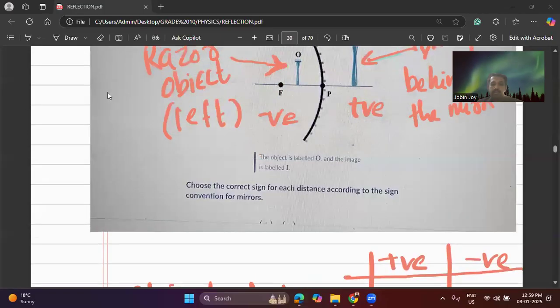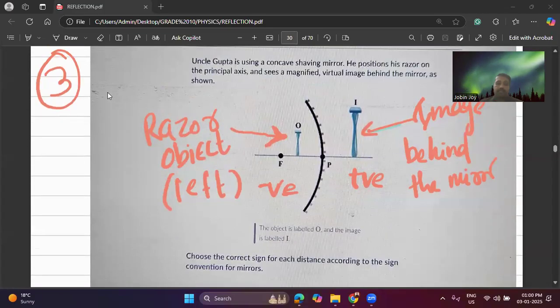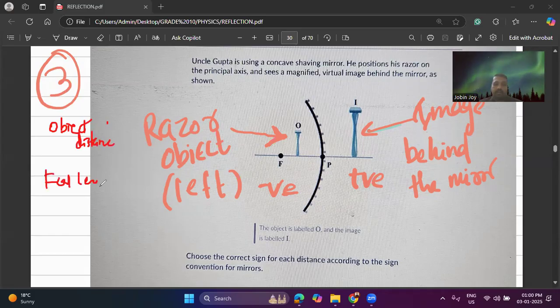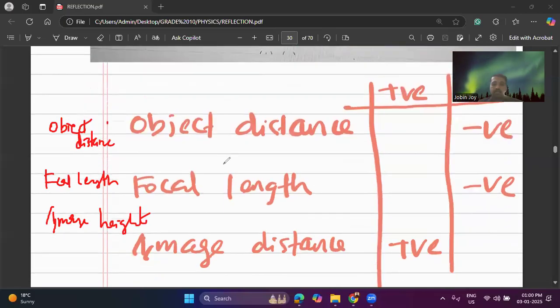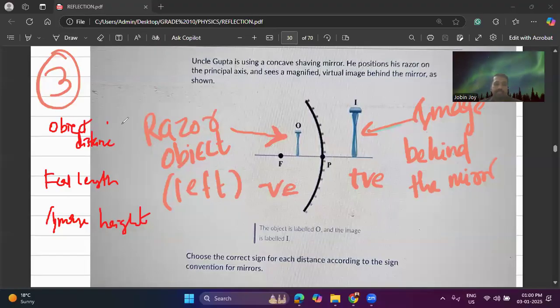Then another one: object distance, focal length, image distance. Let me check. Not image height, it is image distance. Okay, I will correct it.